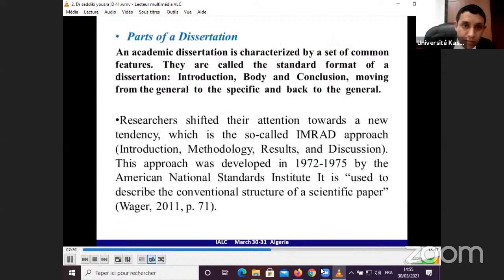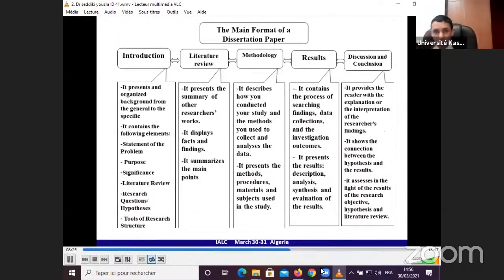Parts of a dissertation. An academic dissertation is characterized by a set of common features. They are called the standard format of a dissertation: introduction, body, and conclusion, moving from the general to the specific and back to the general. Researchers shifted their attention towards a new tendency, which is the so-called IMRAD approach: introduction, methodology, results, and discussion. This approach was developed in 1972-1975 by the American National Standards Institute. It is used to describe the conventional structure of a scientific paper. The following figure presents the main format of a dissertation paper.